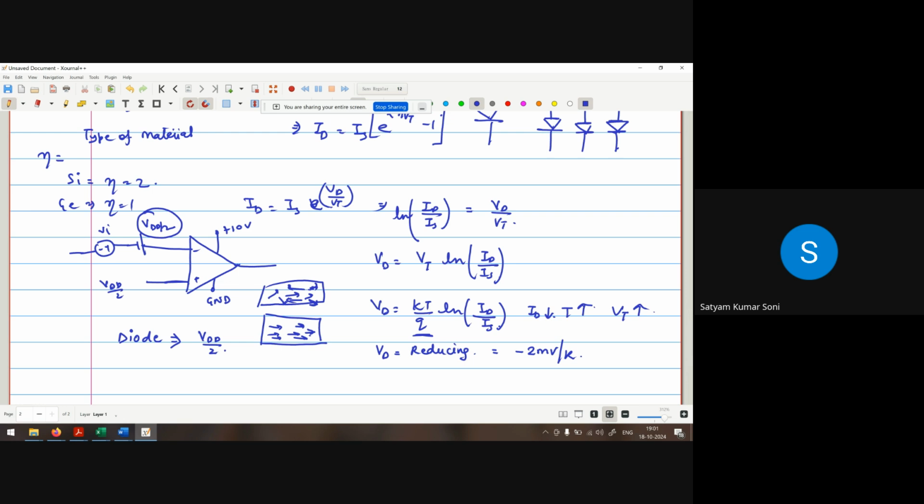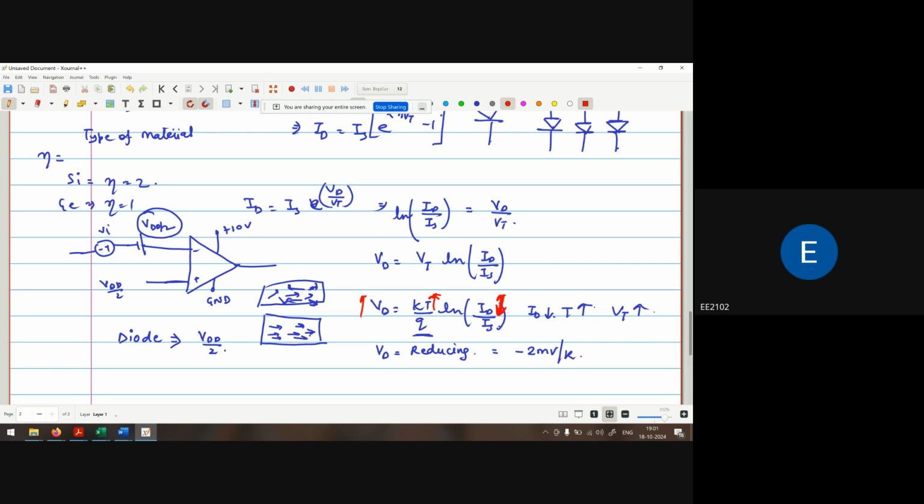Yes, sir. So my temperature increase will increase the VT but reduce the ID current. So the effect of these two will be in reverse directions. If the temperature increases, this value is increasing and this value is increasing, that means overall VD is increasing. But the scenario is now different. This will increase, but this will decrease.